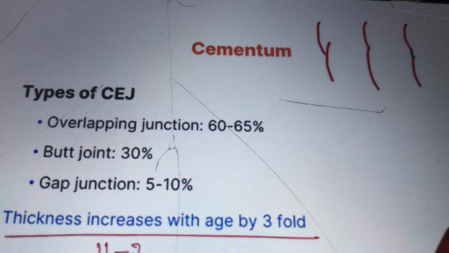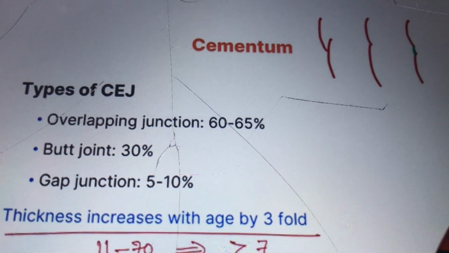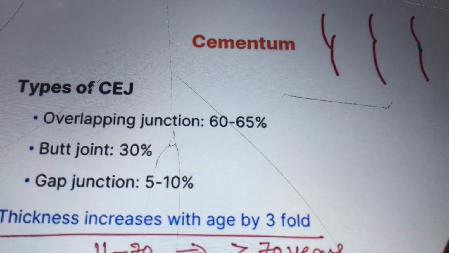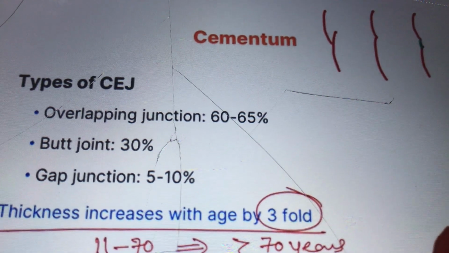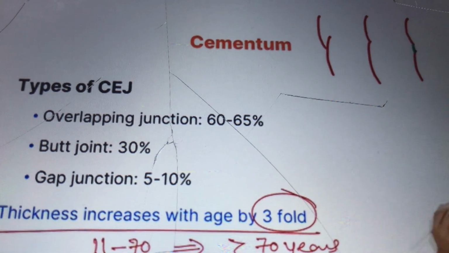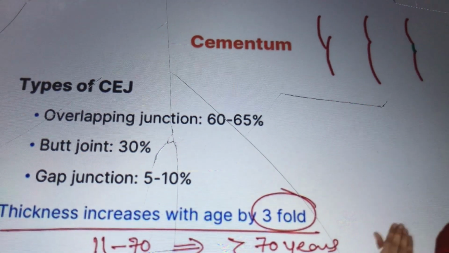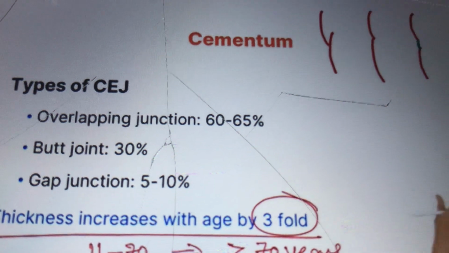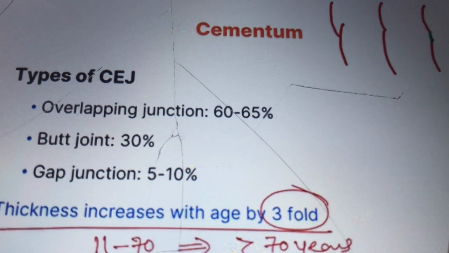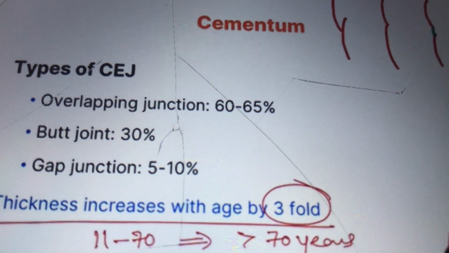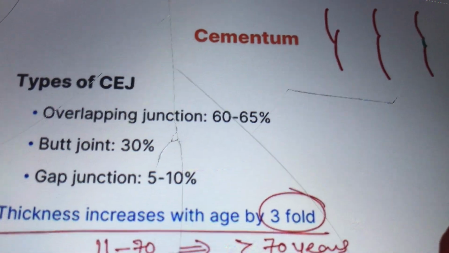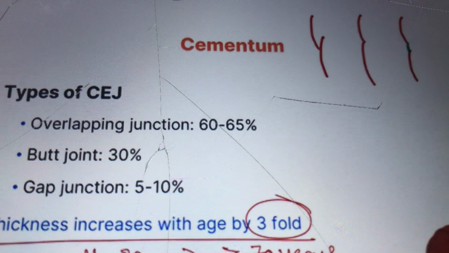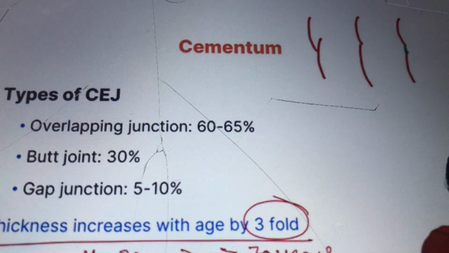At 11 to 70 versus greater than 70, it has been noticed that the cementum has increased in thickness by about 3 times. Now let's see the types of CEJ. Why do we need to know the CEJ? CEJ is the cemento-enamel junction. We know that for the crown portion of the tooth, the outermost covering is the enamel. For the root, it is your cementum. The joining point of your enamel with that of your cementum is what is called your cemento-enamel junction.